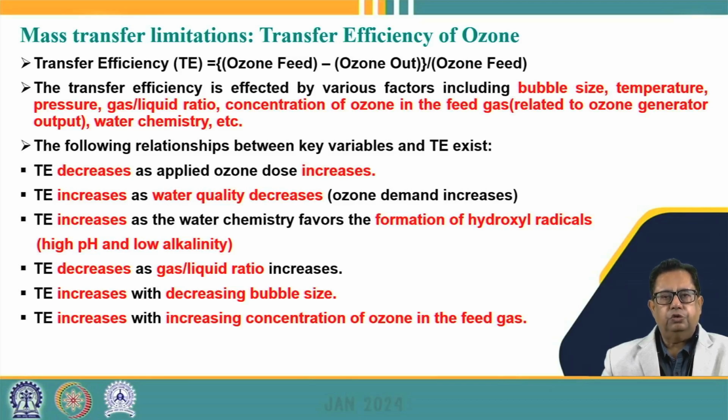The transfer efficiency also increases when we are having a smaller bubble size. When we are having a smaller bubble size, we are having a larger surface area. So that's why the transfer efficiency may increase in that case, and it may result in higher diffusion from the gaseous phase to the liquid phase. Similarly, the transfer efficiency will also increase with an increasing concentration of ozone in the feed gas. Whatever feed gas we are supplying, if the ozone concentration in that gas increases, then the transfer efficiency will also increase.